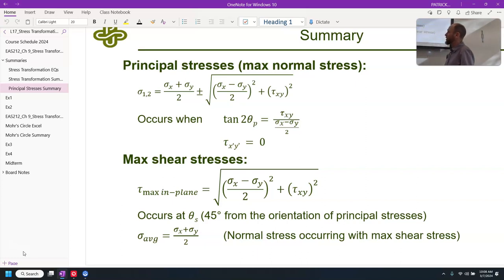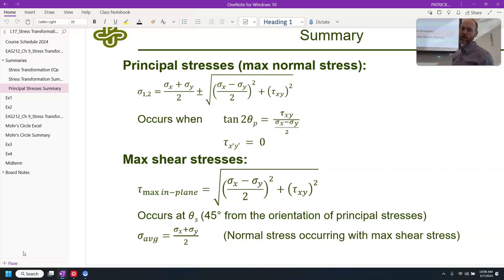If we want to solve just for the max shear stress, we've got that equation for tau max. And similarly, if you want to know that rotated plane, you can solve for that. That rotated plane for your shear stress is always going to be 45 degrees from the principal stresses. So that's the basic idea, and these equations are plug and chug.